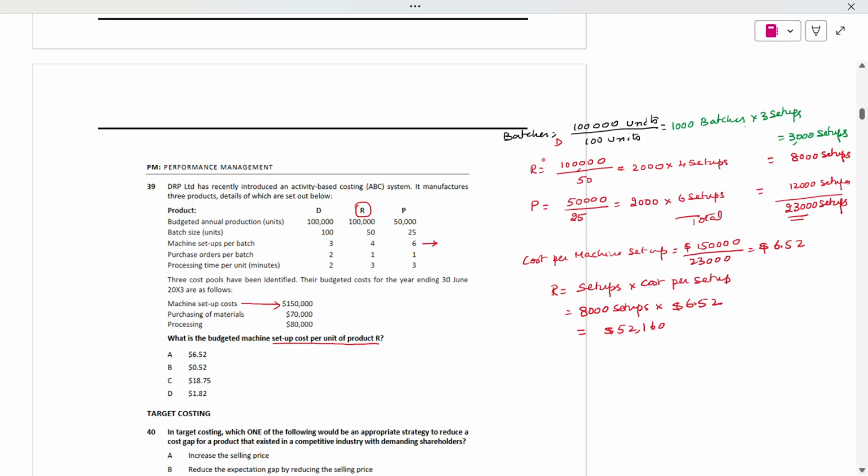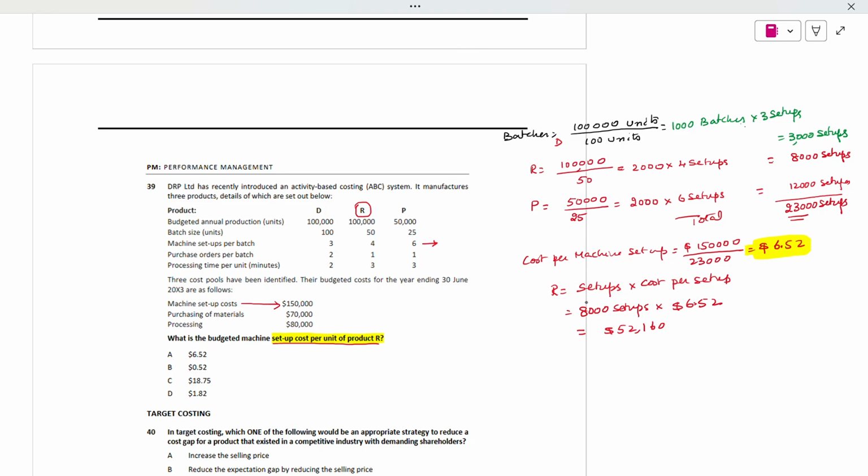But what they are asking is the cost per setup. We have skipped so many things. That is the reason we have to see what the question is asking. They are asking what is the setup cost per unit of R. Setup cost per unit of R is how much? One second. How much is there? 52,160.